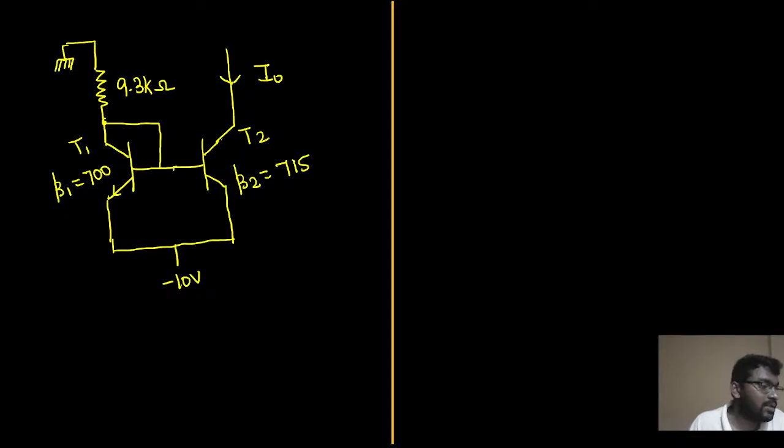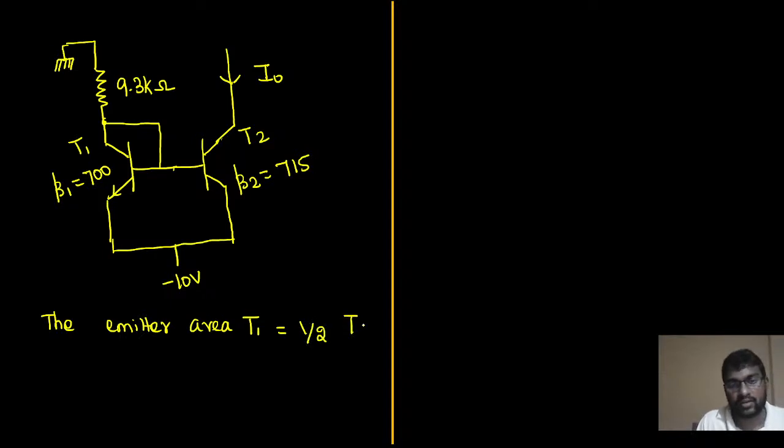Bipolar junction transistor is shown in the figure. Now the question is, assume that the emitter area of the transistor Q1 is half that of the other. I am writing the given statement. Assume that the emitter area of transistor T1 is equal to half of the transistor T2. The area of this is only half of the area of transistor T2, they have said.